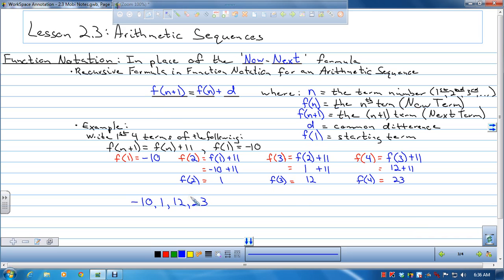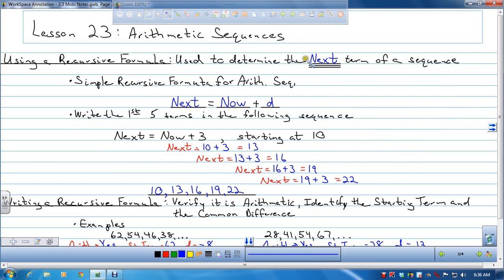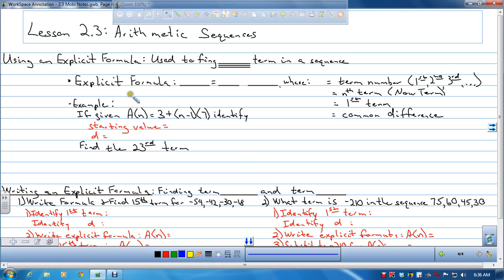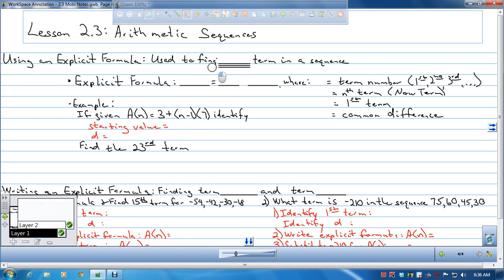Alright, so that is covering the recursive formula. And remember, back from this other slide, that allows you to simply find the next term of a sequence if you know the previous term. What we're going to move on to now is an explicit formula. And what an explicit formula allows us to do, it doesn't allow us to, wow, I evidently lost the ability to write earlier. Let's see, that should be find, not thing. Let's get that here.